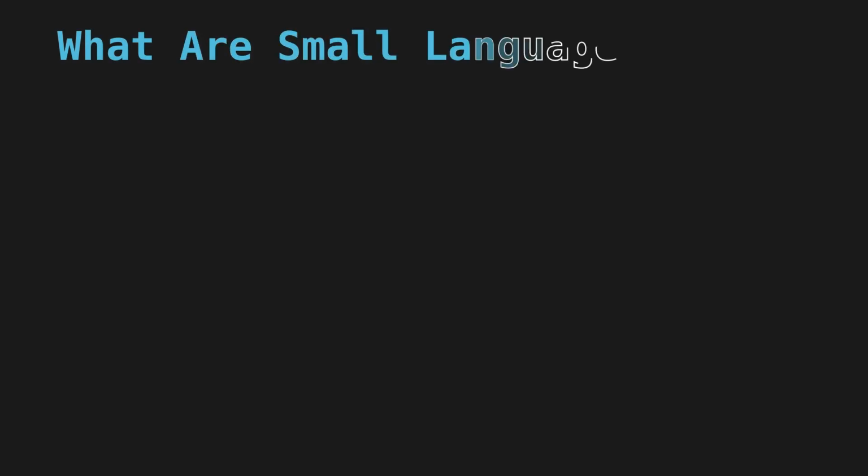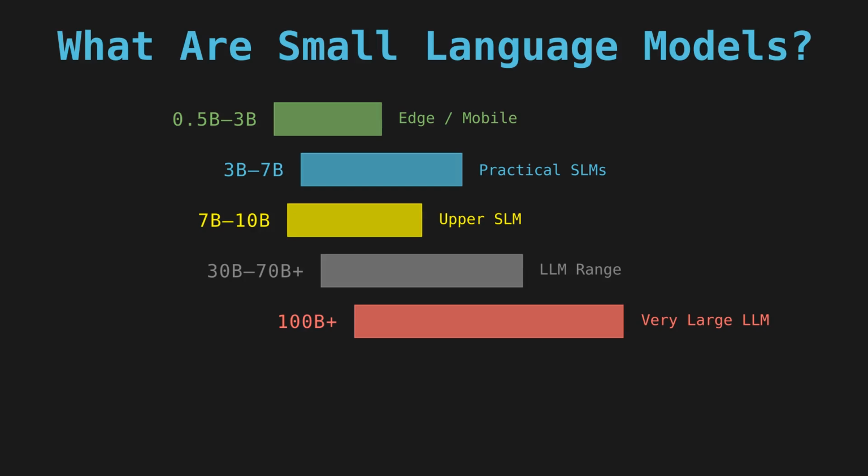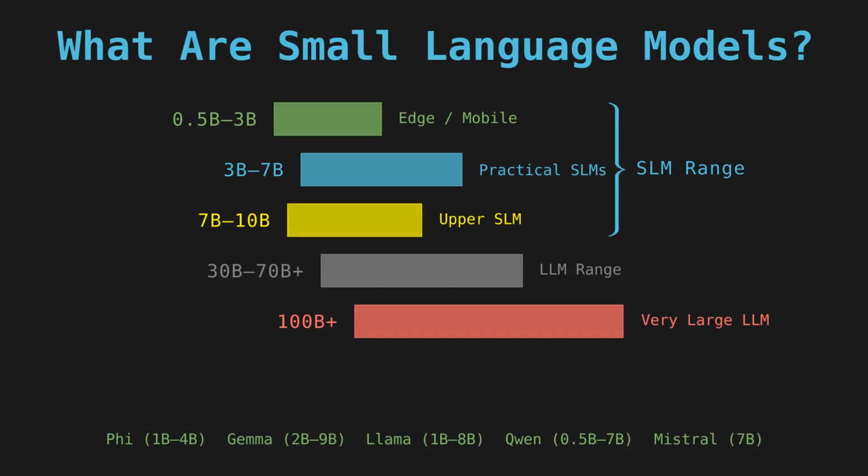So what counts as small? A parameter is like a tiny dial inside the model, one of millions or billions that gets adjusted during training. There is no official cutoff, but in practice, SLMs stay under 10 billion parameters. At the bottom of the ladder, 500 million to 3 billion, these run on phones and edge devices. 3 to 7 billion is the sweet spot for practical local deployment, small enough to run on a consumer GPU, big enough to be genuinely useful. 7 to 10 billion is the upper SLM range, still deployable on a good workstation.